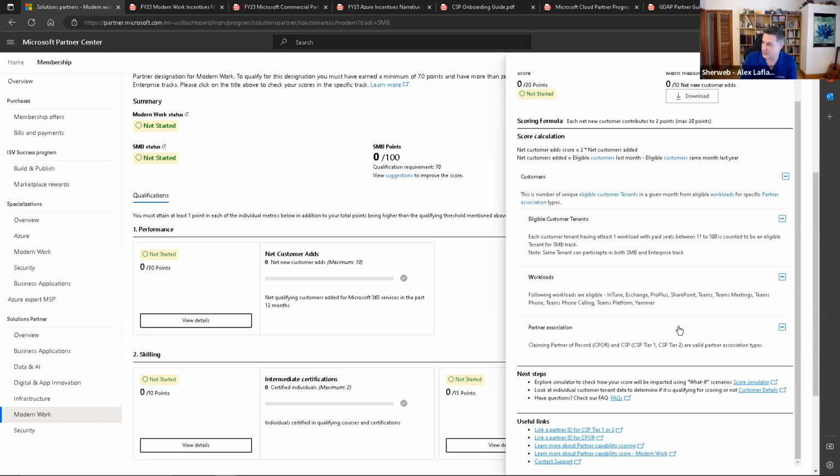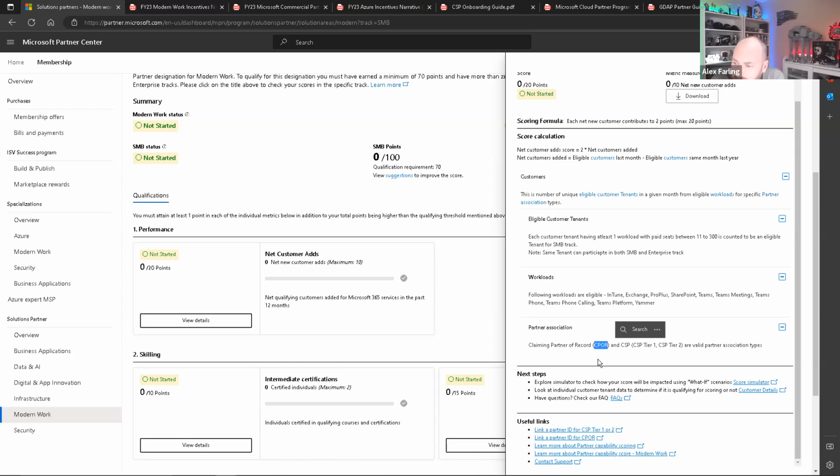With the new program, although it still counts for the incentives, you don't have to do any more actions for incentives. For those customers to count for points, you have to have an eligible partner association, which is going to be either the CSP tier 1 or tier 2 link when it is a customer that you're billing, or the CPOR, so claiming partner of record, when it's a customer that you're not billing. Because when you're not billing the customer, Microsoft cannot attribute points to you until you have that claim saying, oh, we're the ones who implemented Intune. We're the ones who did Defender for Business, even though we're not the ones billing this customer, because it may be a customer that's on an enterprise agreement or with Microsoft directly or whatnot.